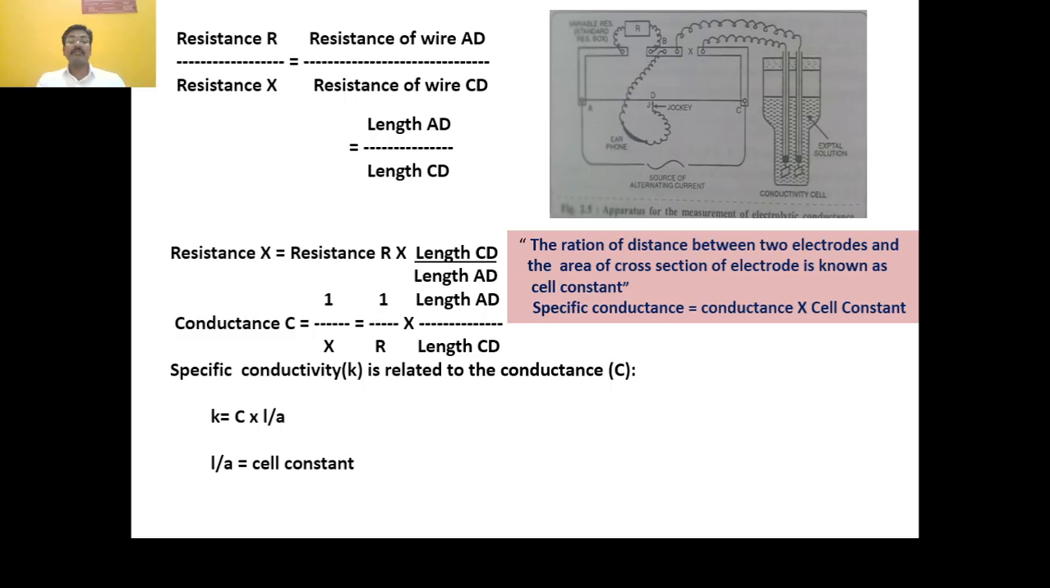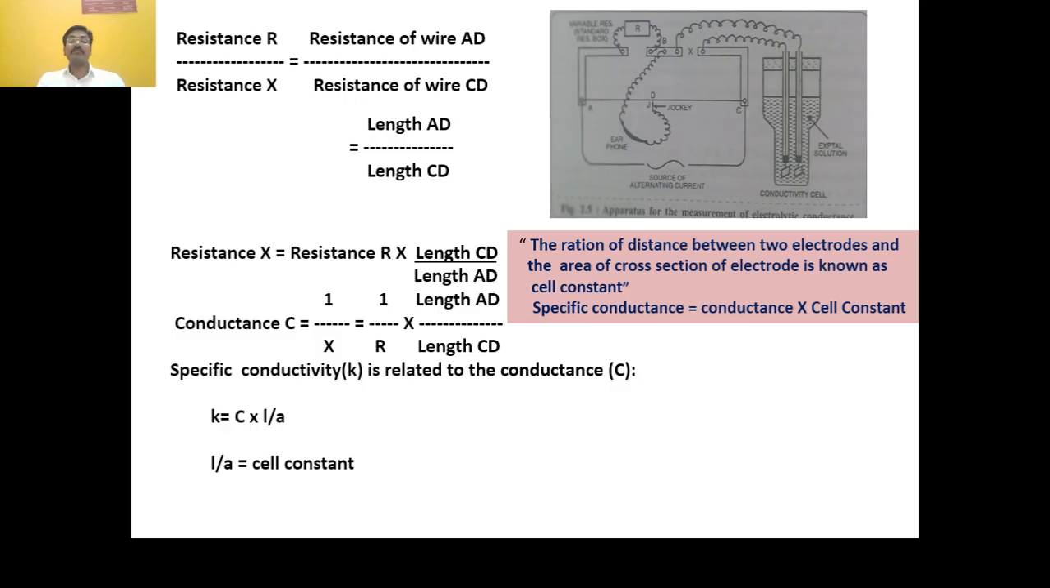And we know that the conductance is nothing but the reciprocal of resistance. X is the resistance that we have to determine, from which we have to calculate, or measure, the conductance. Therefore, the conductance C is equal to 1 upon X, and that is equal to 1 upon R, that is the resistance, into the length AD divided by length CD.